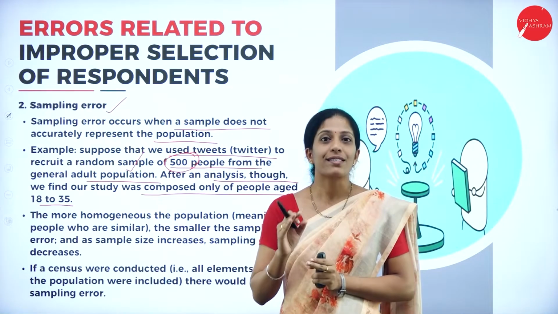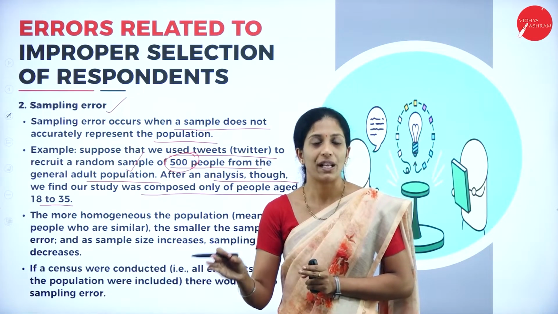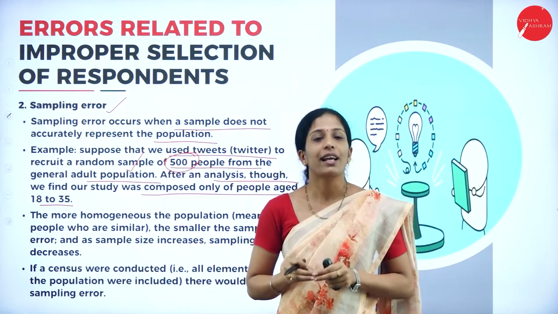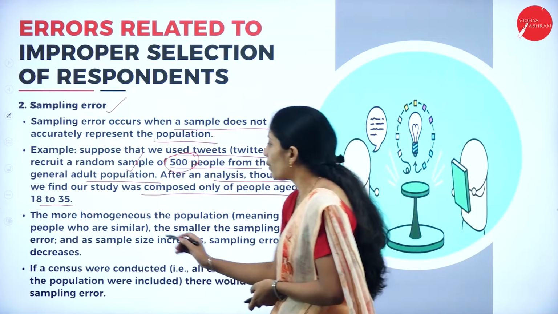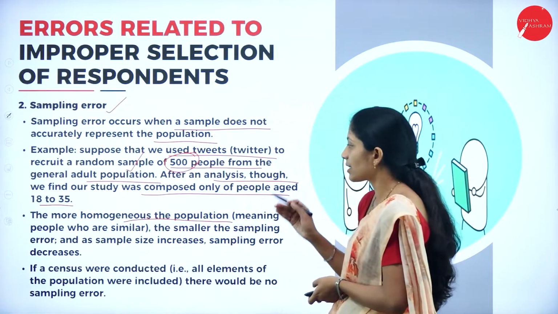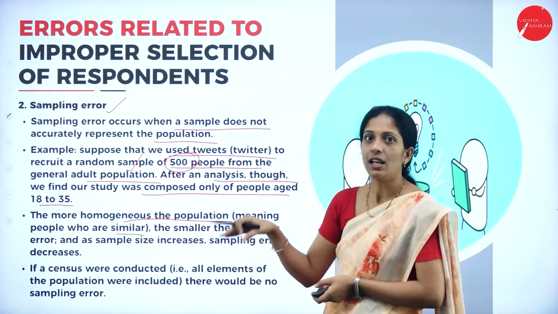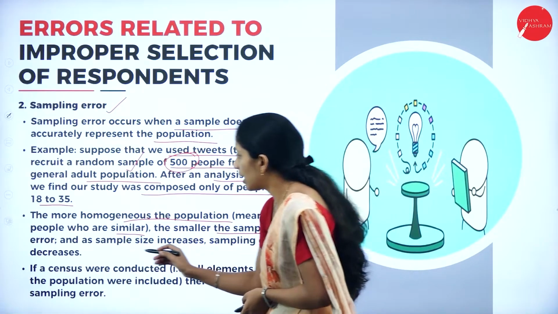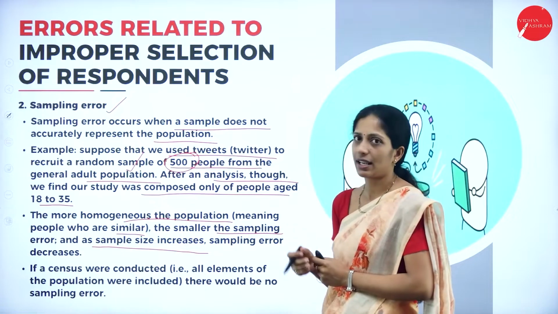Or for example, suppose we want to collect the information from the old age people, then what happens? We have to contact them only. So we can't collect the information from the youngsters. So the more homogeneous the population, meaning people who are similar, so similar type of people are included under the sample, the smaller the sampling error. As the sample size increases, sampling error decreases.